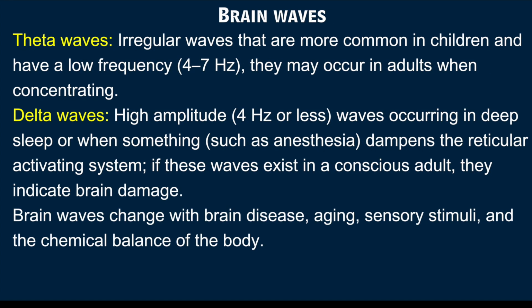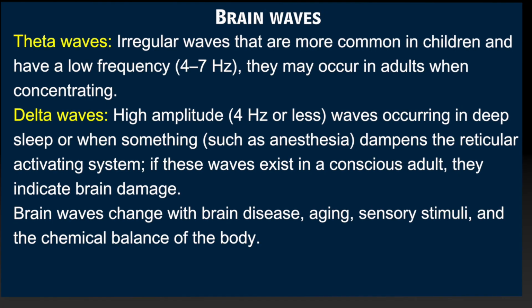Next is theta waves, irregular waves that are common in children and have a low frequency, that is 4 to 7 Hz. They may occur in adults when concentrating. Delta waves are high amplitude waves occurring in deep sleep or when something dampens the reticular activating system, such as anesthesia. If these waves exist in a conscious patient, they indicate brain damage. Brain waves change with brain diseases, aging, sensory stimuli, and the chemical balance of the body.